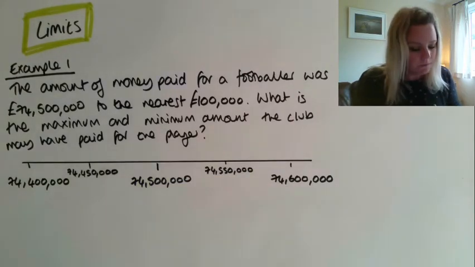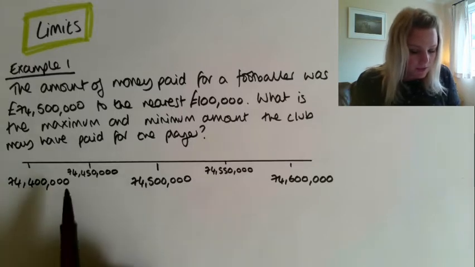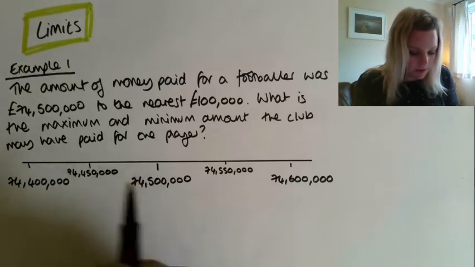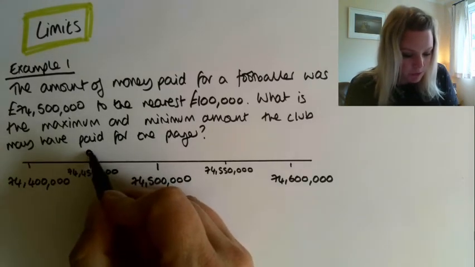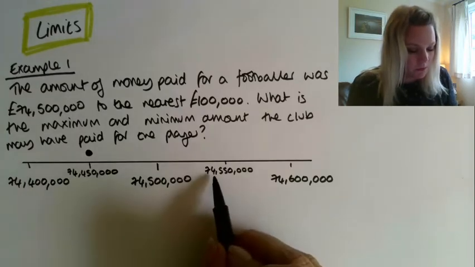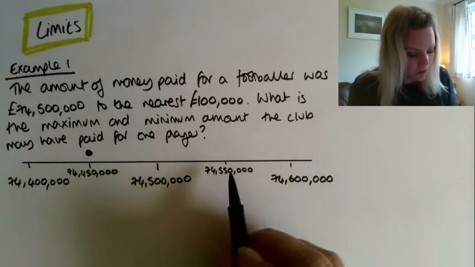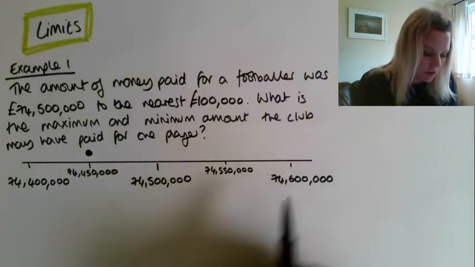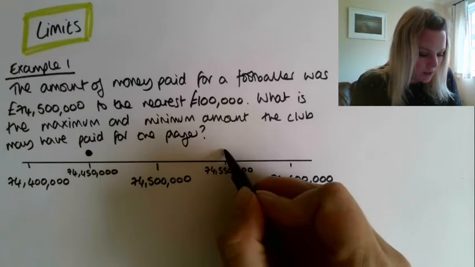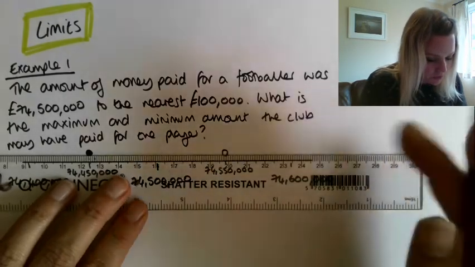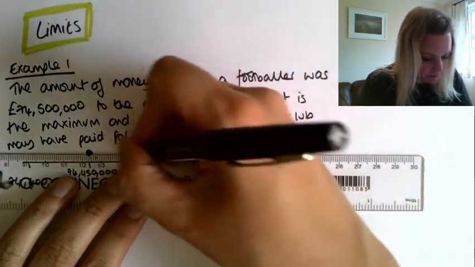Now, in terms of what numbers we put down for our answers, 74,450,000 will round up to give us this. So the way we would show that would be a wee coloured in dot there. Now 74,550,000 will actually round up to give us 74,600,000. So the way that we show that is with a little dot that isn't coloured in, and then we can draw our line in between here, okay?